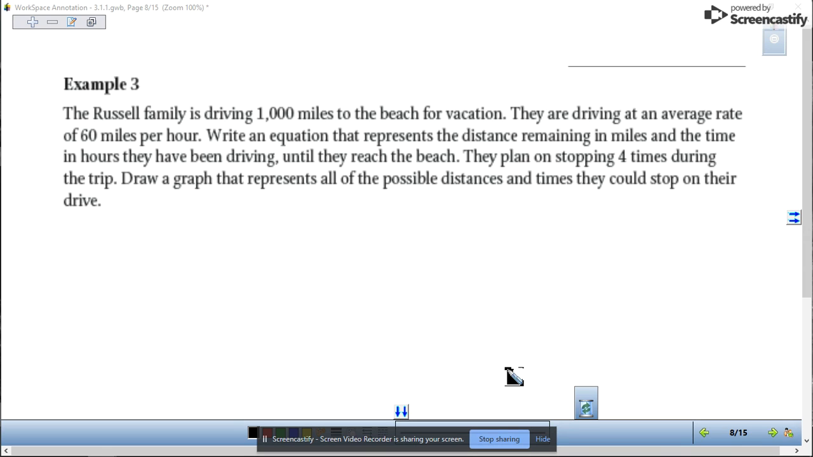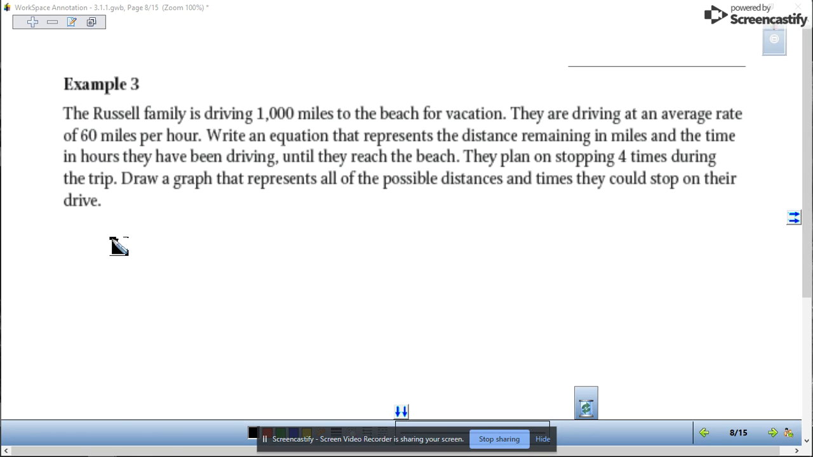All right, example 3 is a word problem. So let's make sure you understand what's happening here. The Russell family is driving 1,000 miles to the beach for vacation. They're driving at an average rate of 60 miles per hour. Write an equation that represents the distance remaining and the time in hours that they've been driving.